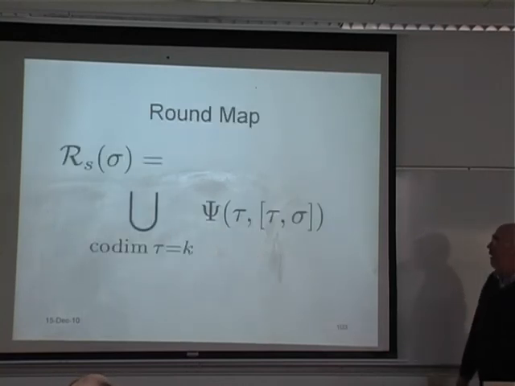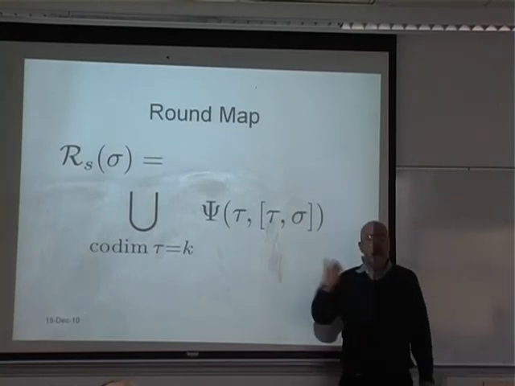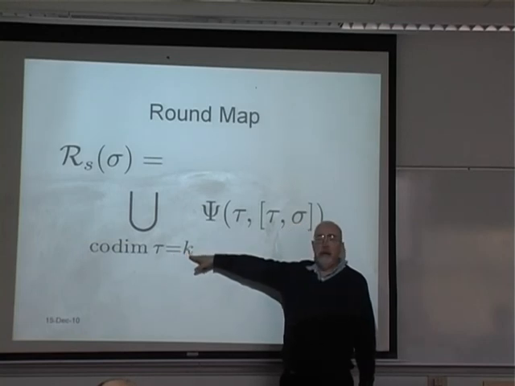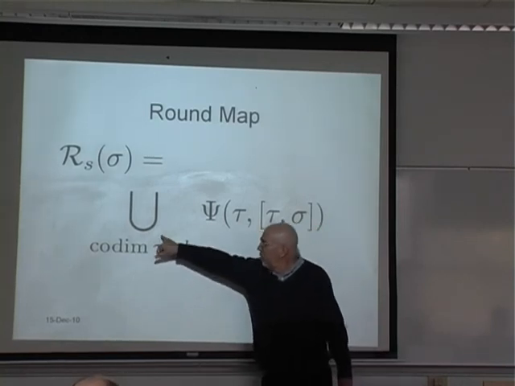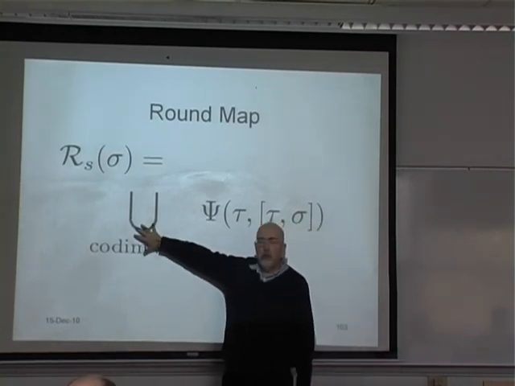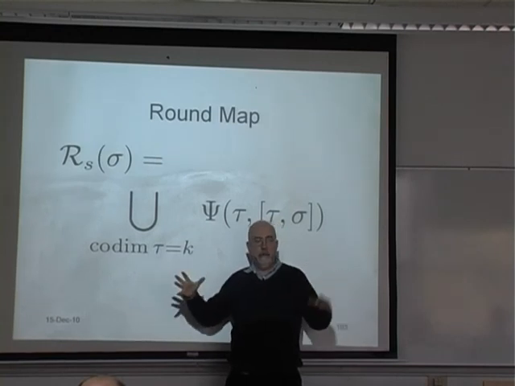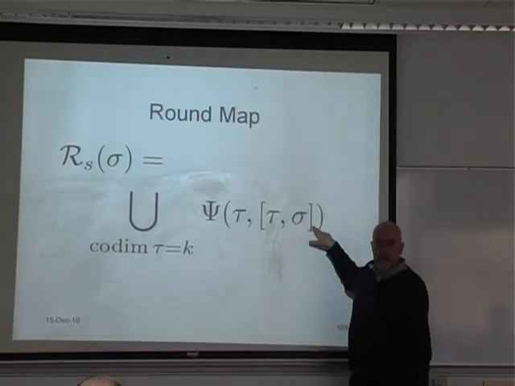So in fact, remember, the adversary fails exactly k processes on each round. And so we're looking at faces tau of codimension k, that is, faces that are missing k vertices, which are the ones who fail. And for each choice, you can choose any of these. So we take a union over all the faces of codimension k, because those are all the possible choices the adversary could make about whom to fail. Then once we fix one of those, we have the pseudosphere.